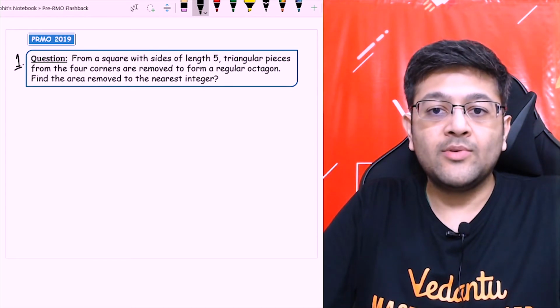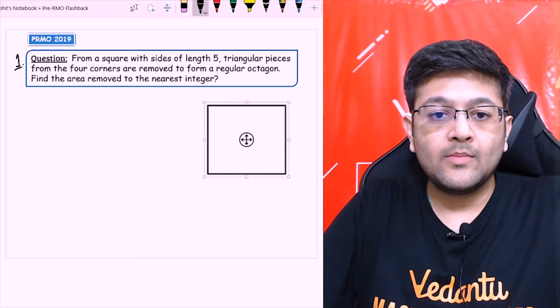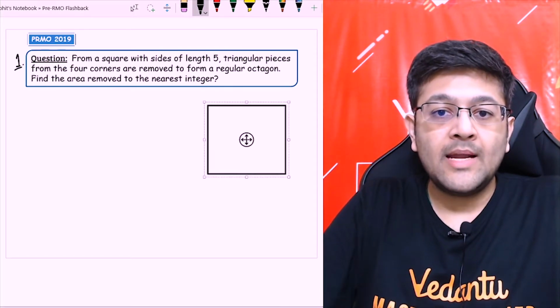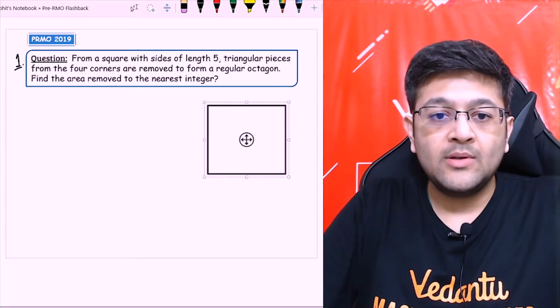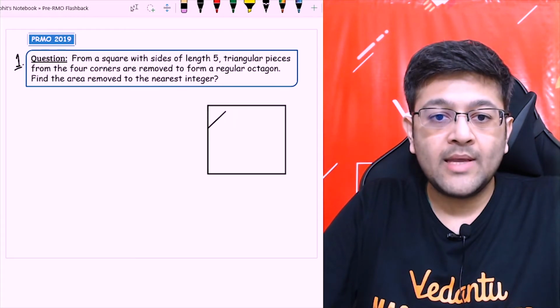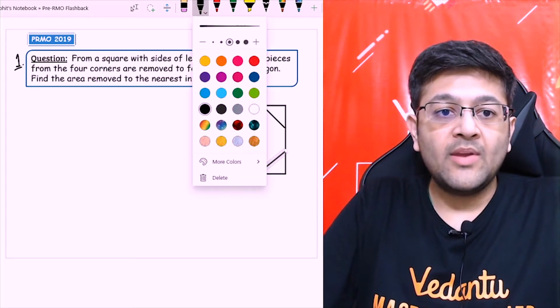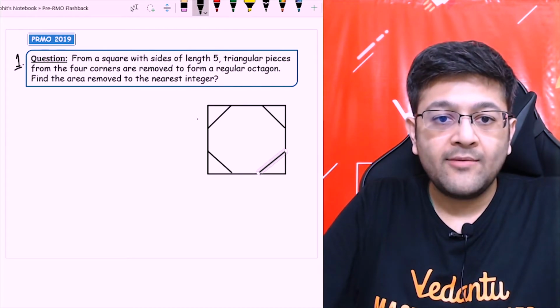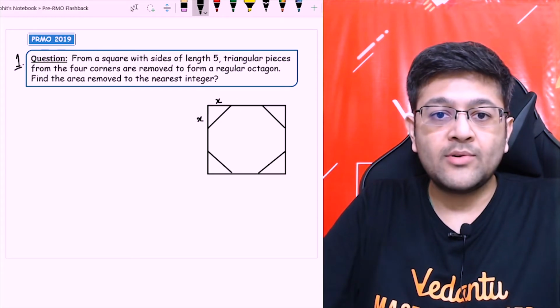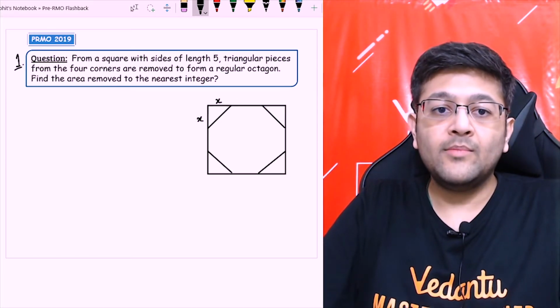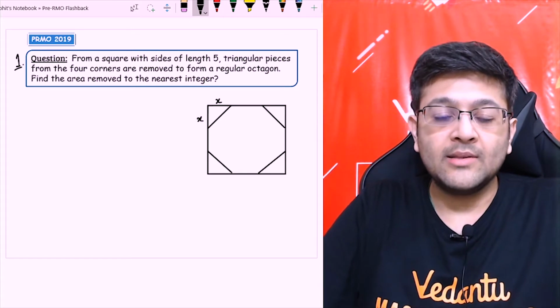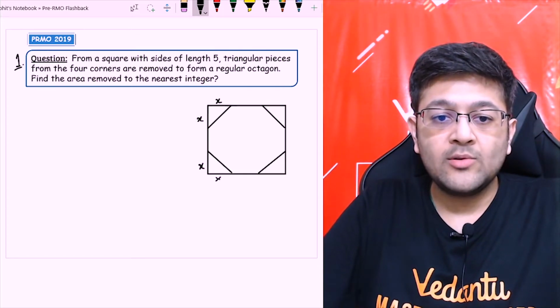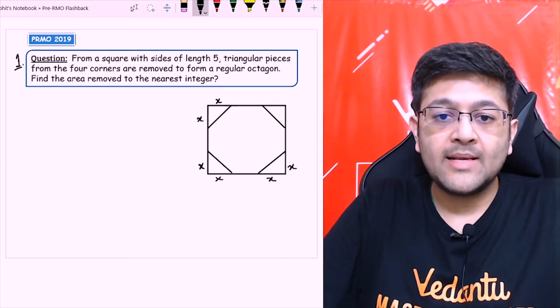So first of all, let's draw a square. It is said that triangular pieces are removed like this. So we have to find the area removed to the nearest integer. Let me take this side as x, this will also be x, right? Because the four triangular pieces are cut to form a regular octagon, these two lengths have to be equal. So these two will also be x, these two will be x.